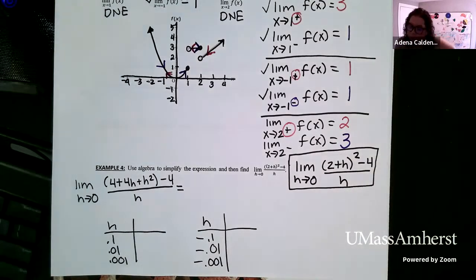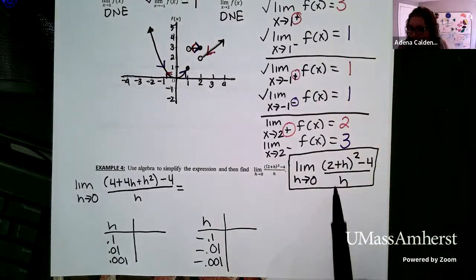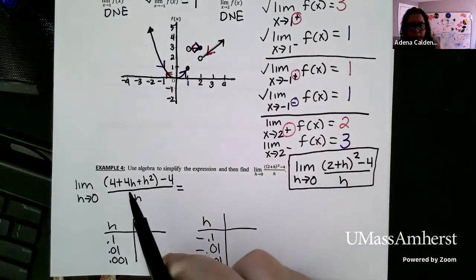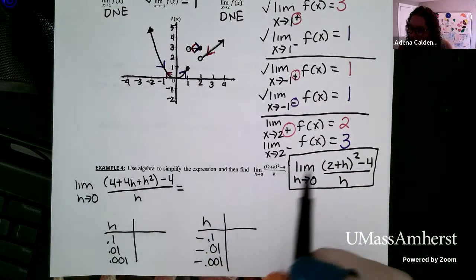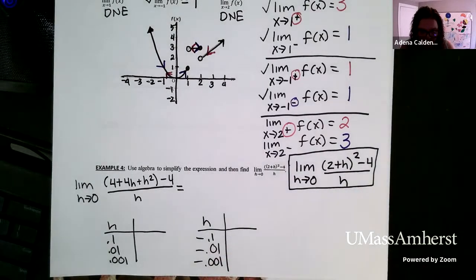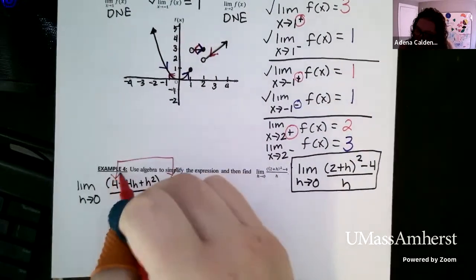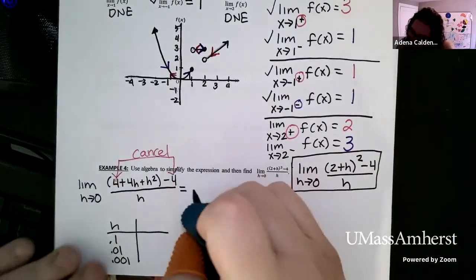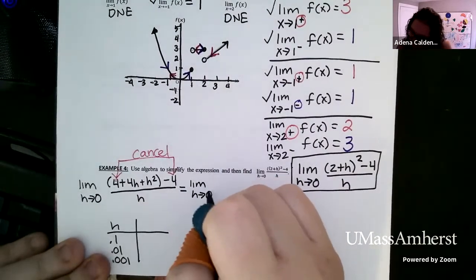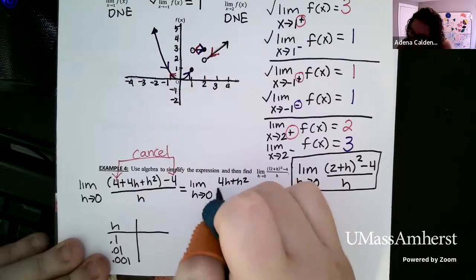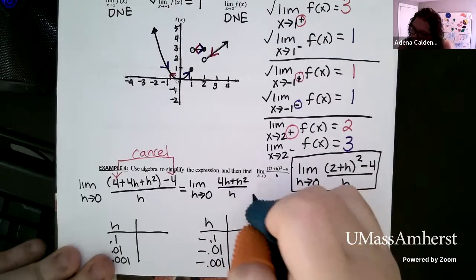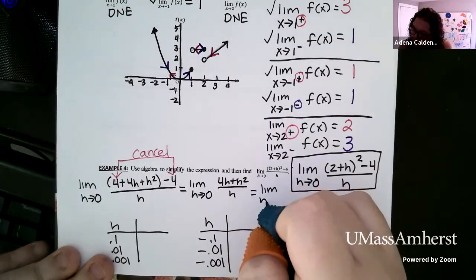All right. So to begin algebraically simplifying this, the first step is to FOIL out the 2 plus h. When you do that, you're going to get 4 plus 4h plus h squared. And then we still have the minus 4 and divided by h. So combining like terms, we see that we have a 4 and we have a minus 4. So those are going to cancel. Okay. And those are going to leave us with the limit as h goes to 0 of 4h plus h squared over h. Now, hopefully you notice that everything has an h in it, because the next step here is to factor out an h.